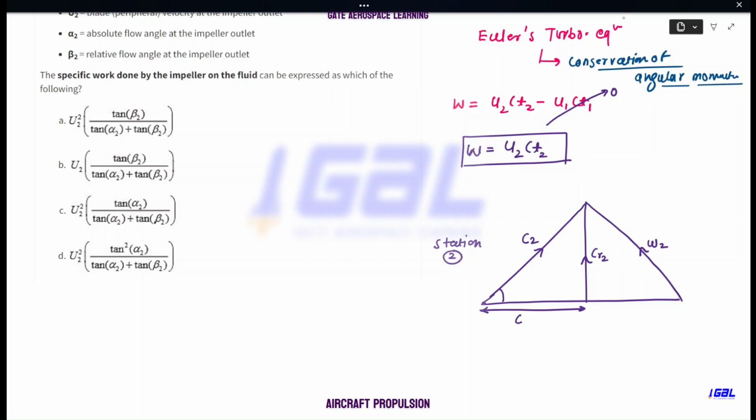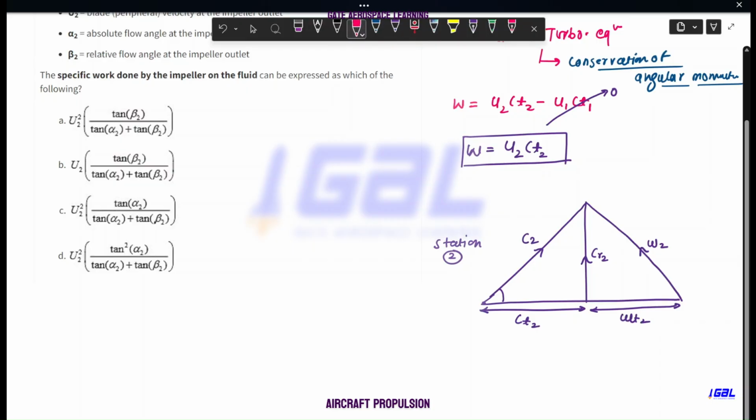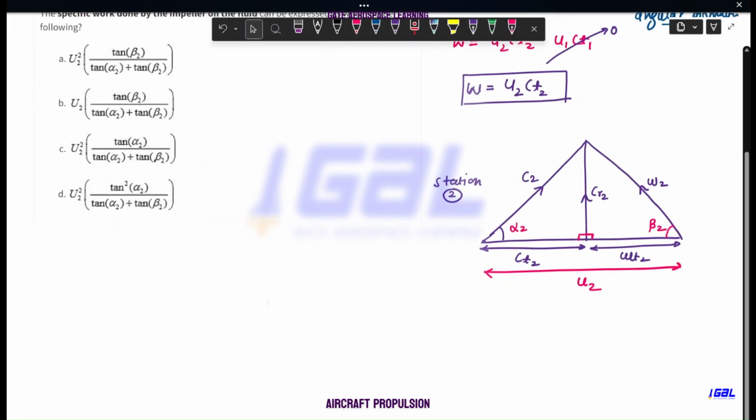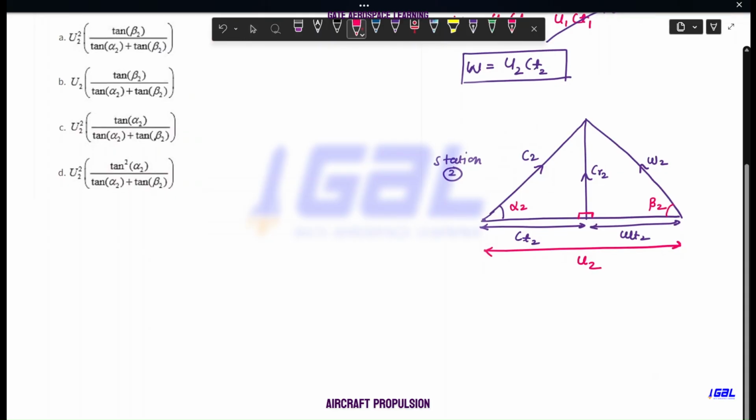And now this component is CT2, the tangential component, or you say whirl component, and this one is WT2, and this whole component, this one is the blade velocity at the impeller outlet. You write this as u2. Okay, and this is alpha 2 and this is beta 2, fine. And these are the perpendicular components. Okay, now we need to modify this CT2 in terms of alpha 2 and beta 2.